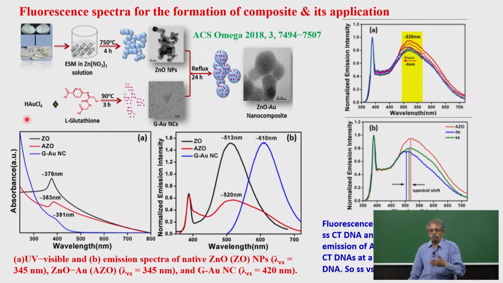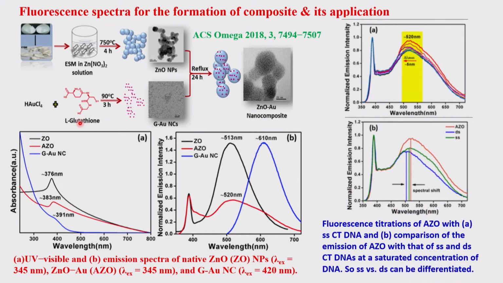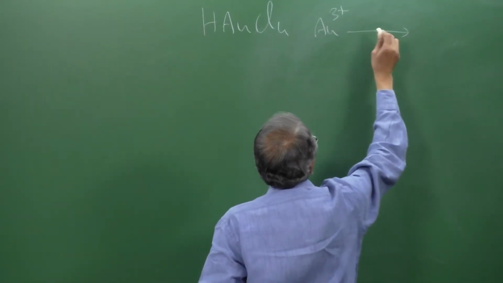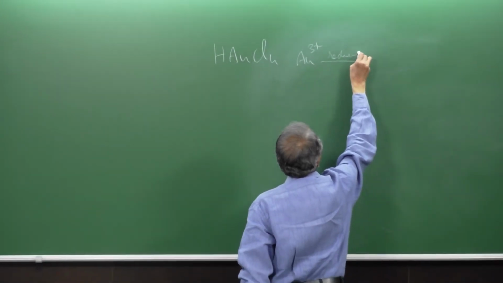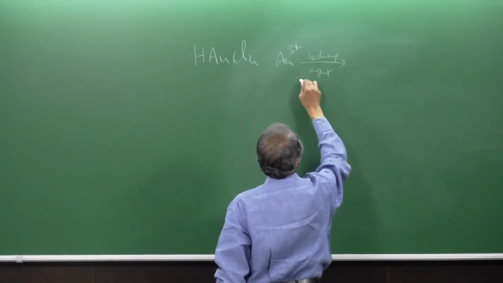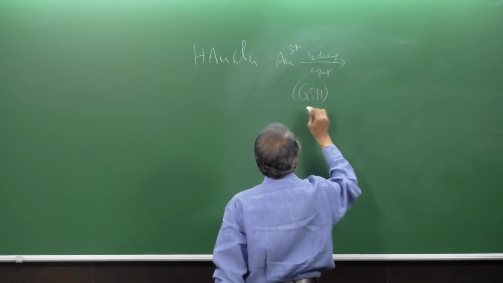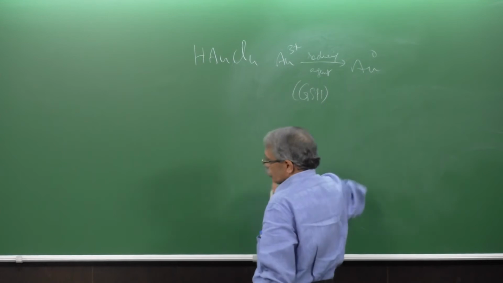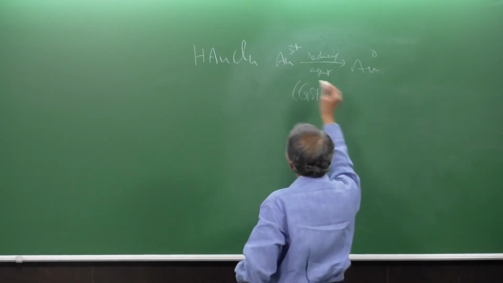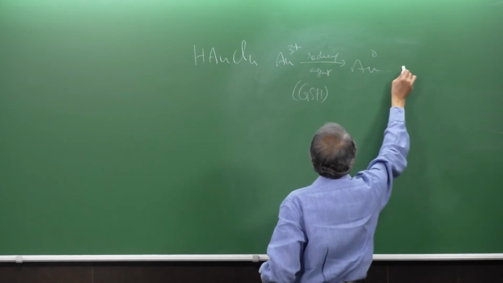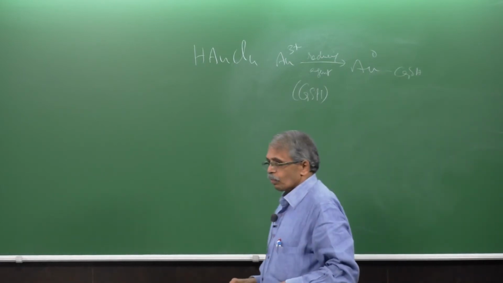Now, on the other hand, in parallel, in another reaction, you take auric chloride, AuCl4 minus or HAuCl4, and then you need to reduce it, because here Au is in Au3 plus, so you need to use a reducing agent. This reducing agent is glutathione, GSH, and that will give you Au0: gold nanoparticles which are connected with the GSH, or whatever the product of that is.